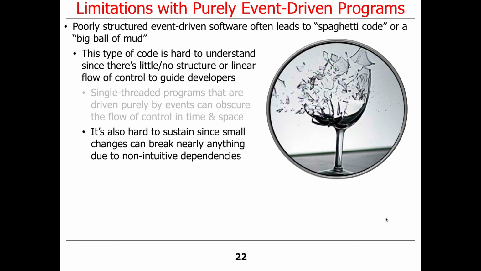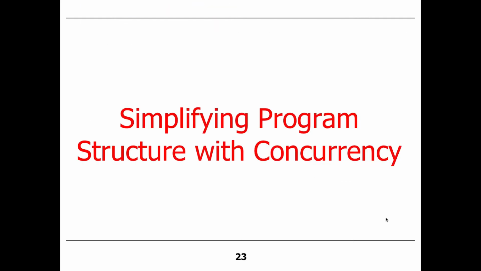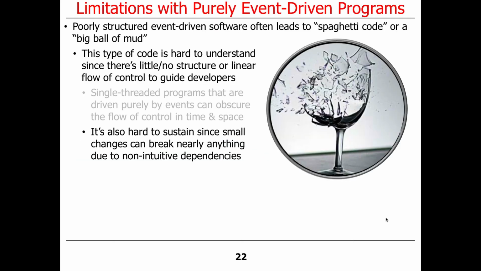And it's also hard to maintain code written like this because any small change will often break a lot of stuff because of these non-intuitive dependencies between different parts of the code that are split apart in time and space. Now, if we had a longer class, like a 20-week class, I would give you the chance of writing this kind of code, and then you would have a deep, intuitive understanding of why it's a pain in the butt. For right now, you'll just have to take it on faith.